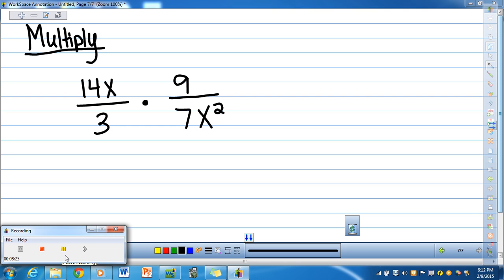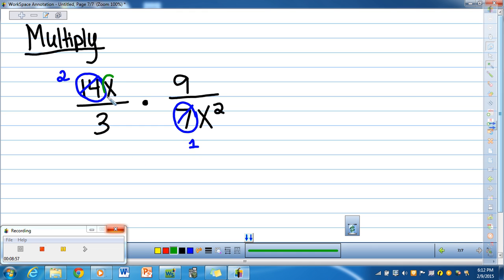Here is a problem that involves multiplying rational expressions. Notice how we've got the variable x in there. We can simplify these fractions again before we multiply across. If we look at the 14 and the 7, we see that they have a common factor of 7. So we are going to divide each number by 7. 14 divided by 7 is 2, and 7 divided by 7 is 1.